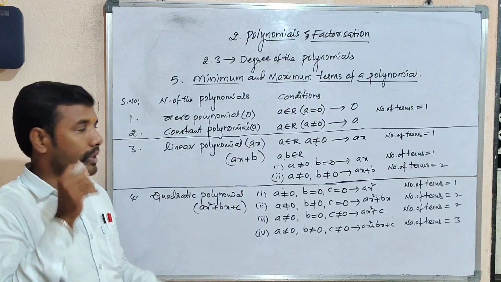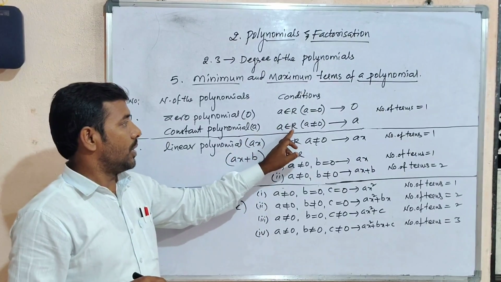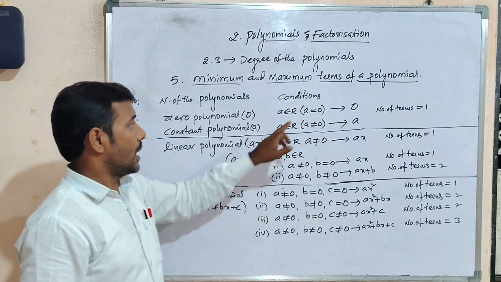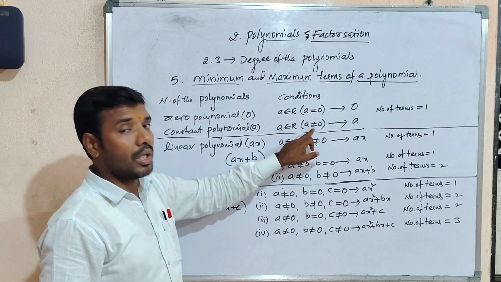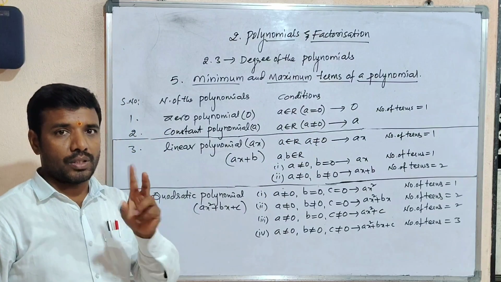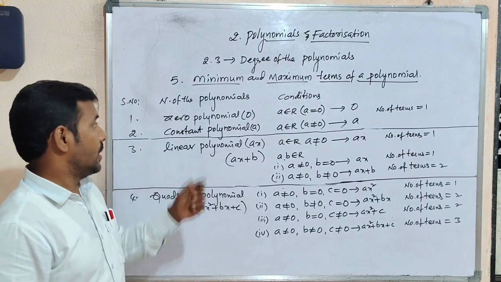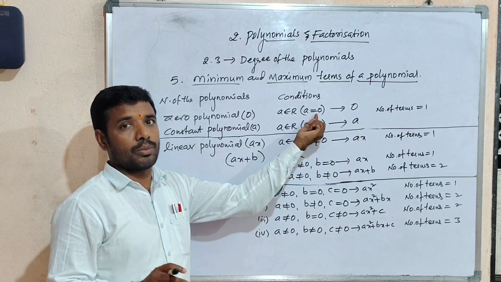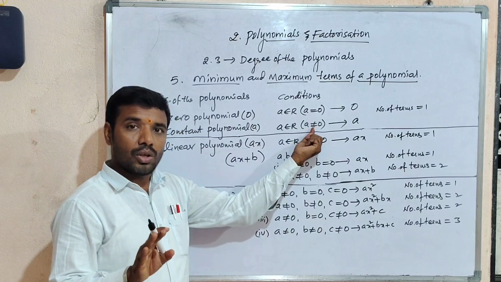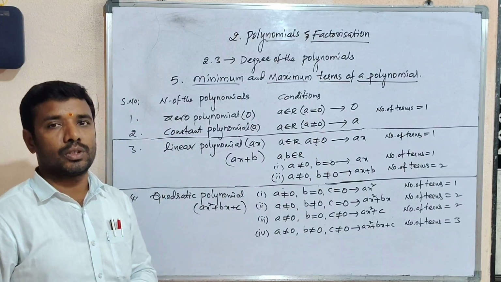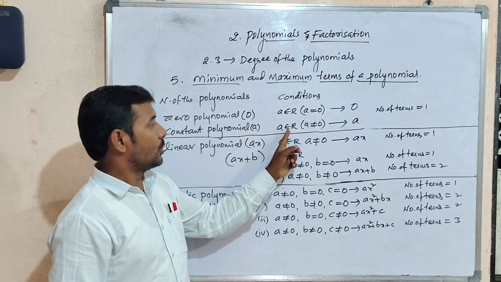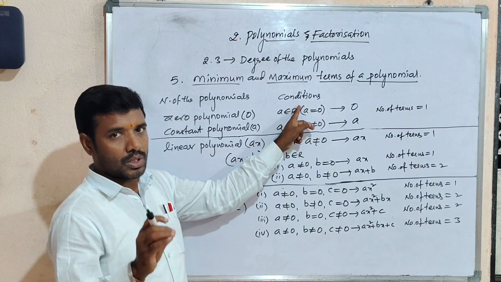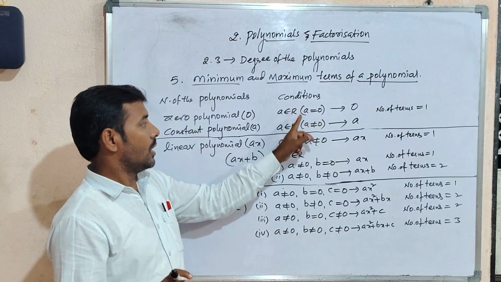Constant polynomial, best example is A, where A belongs to real numbers, A is not equal to 0. Here A is equal to 0, here A is not equal to 0. So observe the difference carefully. In a zero polynomial, the condition is A must be 0, but here A is not equal to 0. Observe this difference once: you choose any real number except 0. Here 0 must be, here except 0.